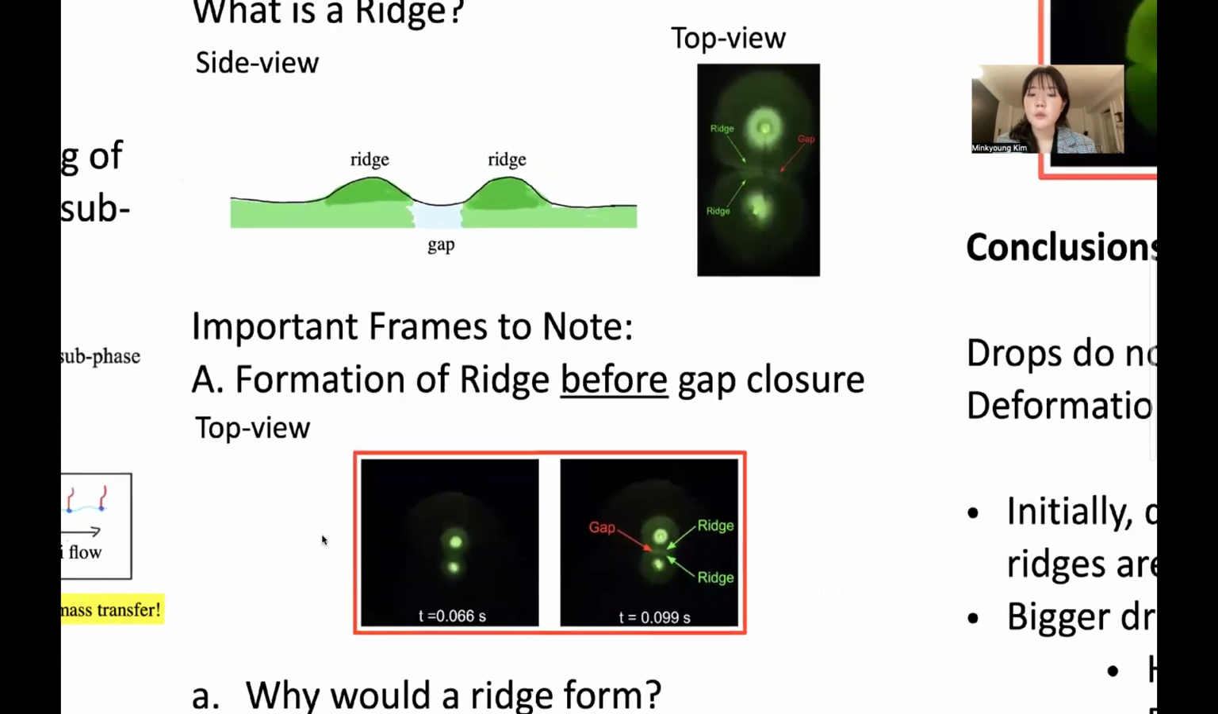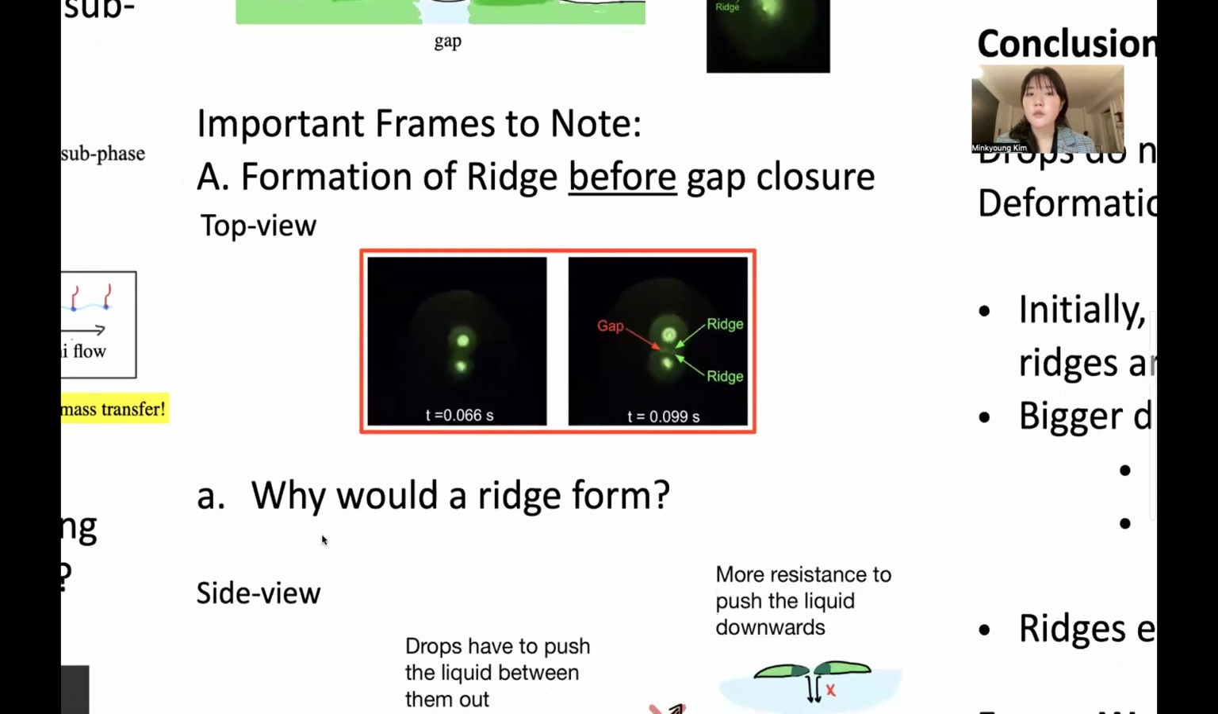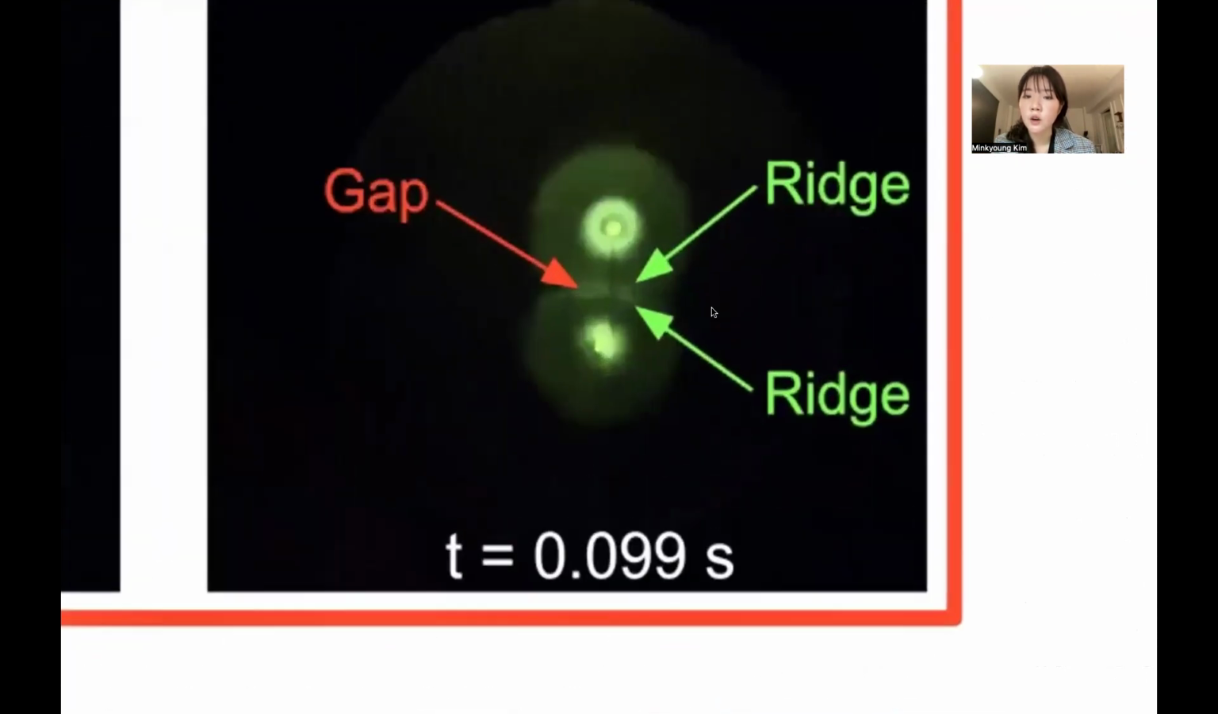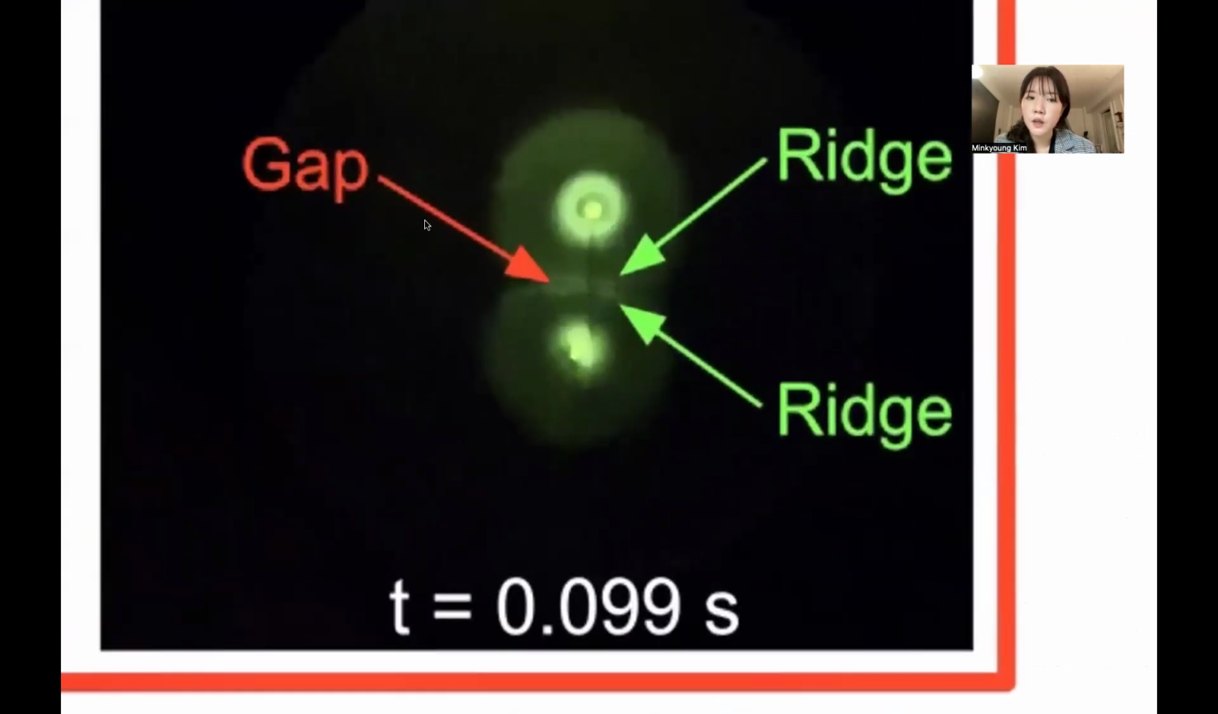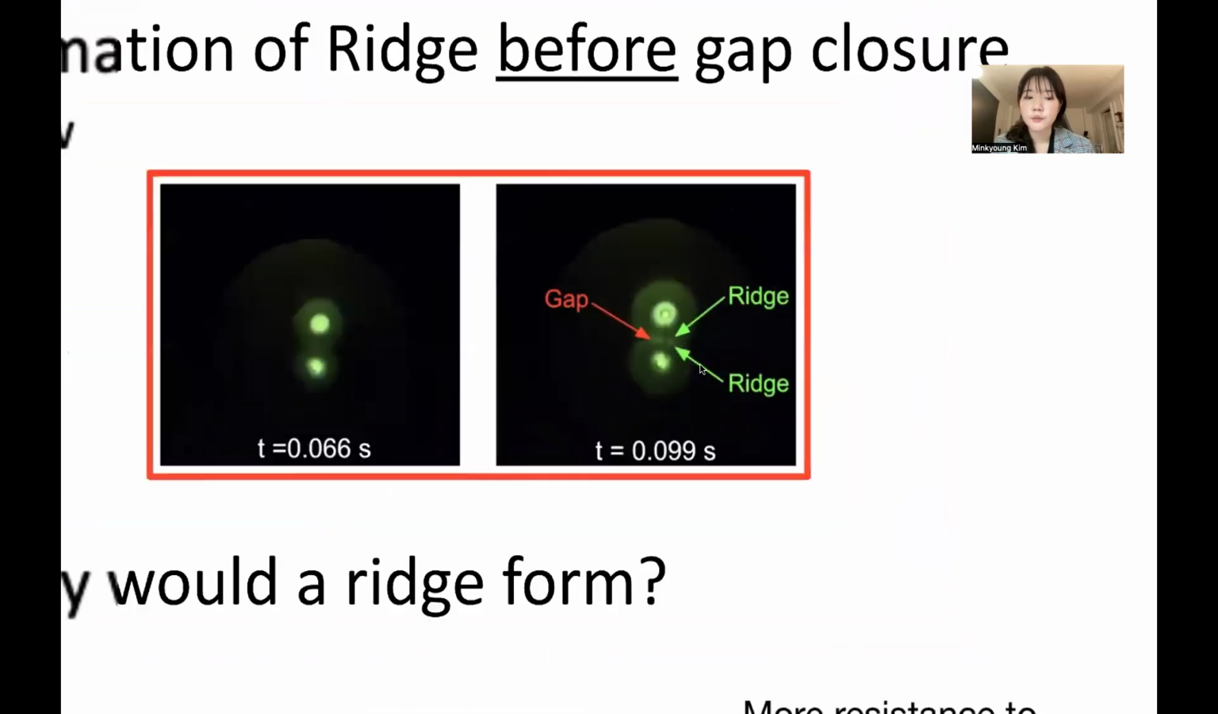And some important frames to note is that the formation of the ridges is apparent even before the gap closure. So if I zoom in here, we would see the ridges forming. However, these ridges form even before the gap is closed because we see this black line between them.